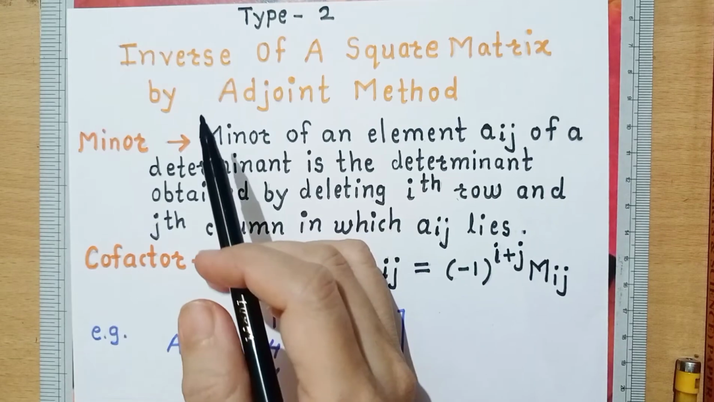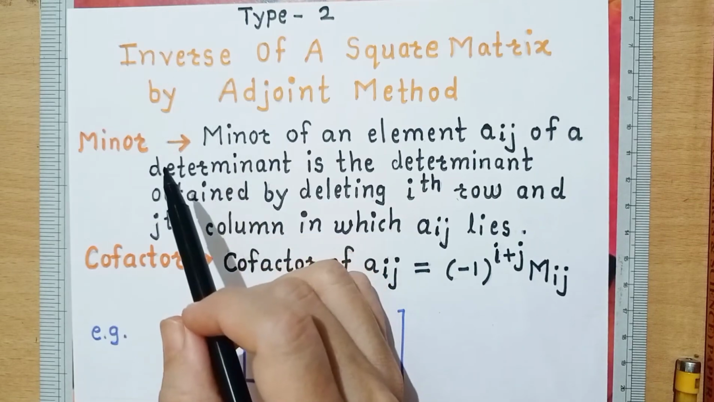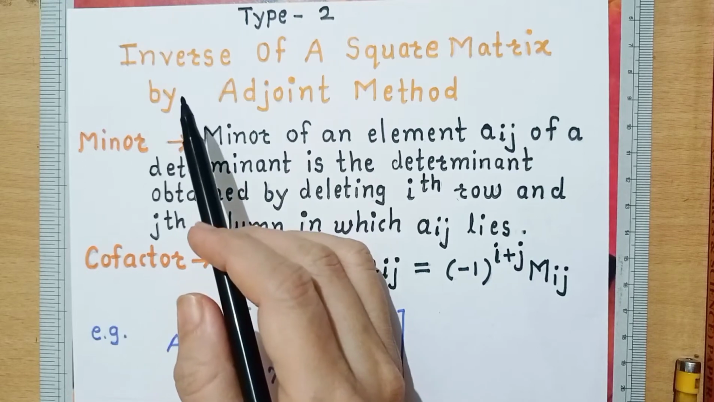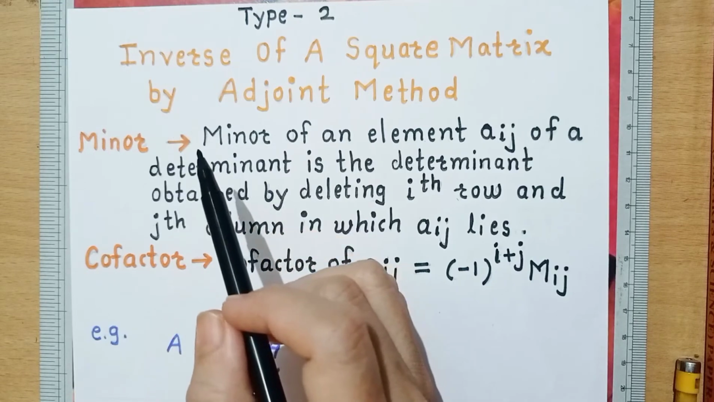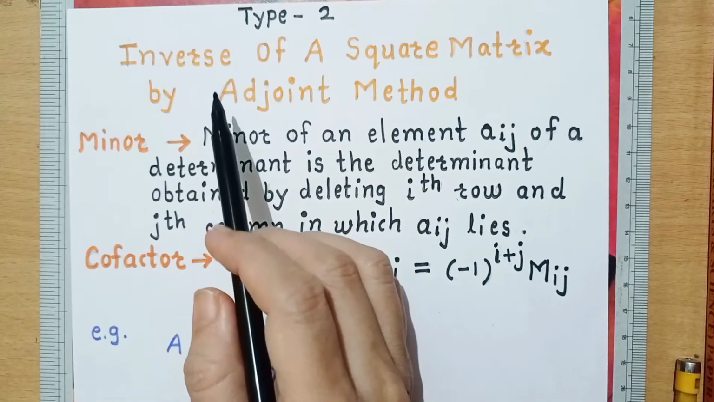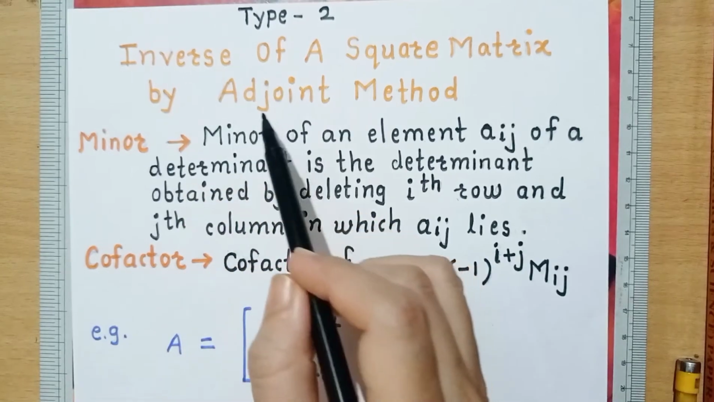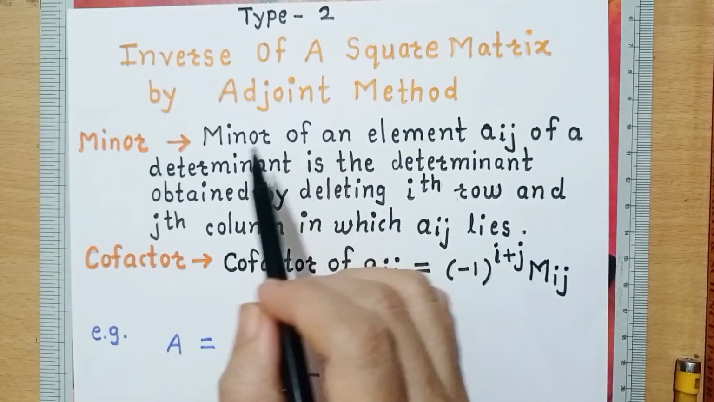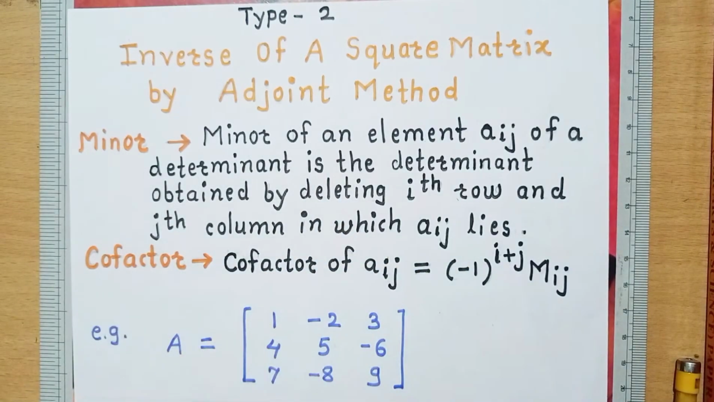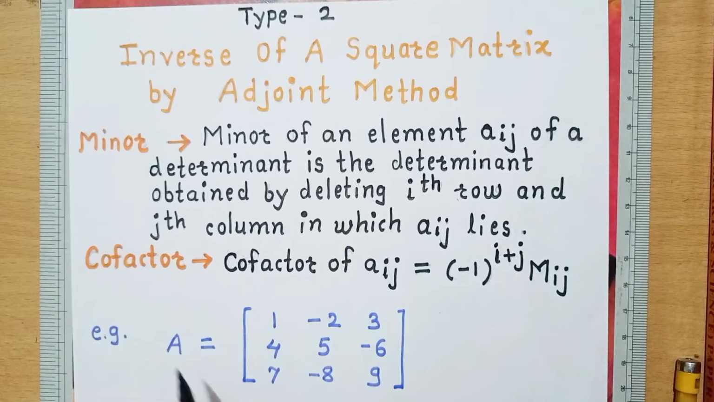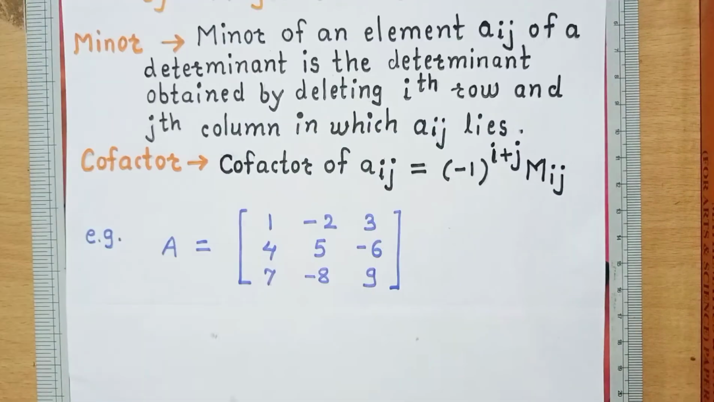Second point of this chapter is inverse of a matrix. There are two types. In the last lecture we have seen inverse of a matrix by elementary transformation method, and today we are going to look at inverse of a matrix by adjoint method. So for this we must know what are minor and cofactor of an element. So let's check what are these two points through this example.